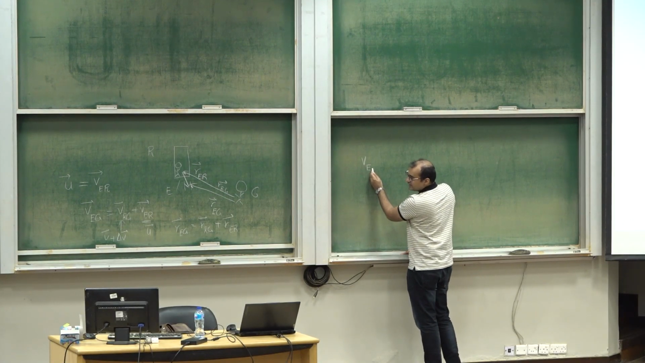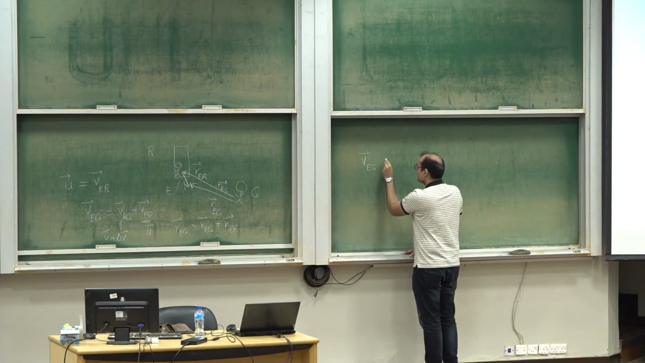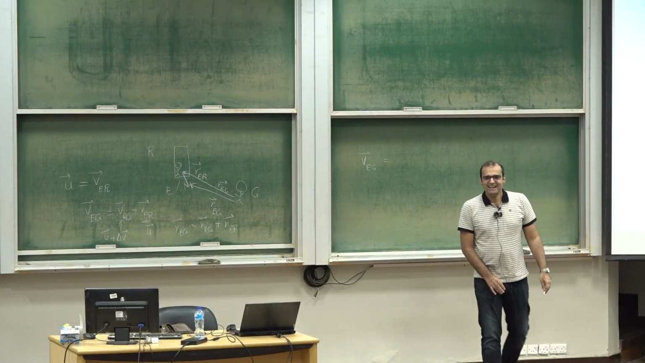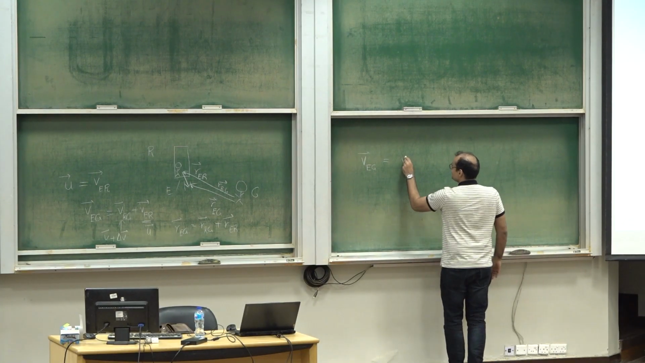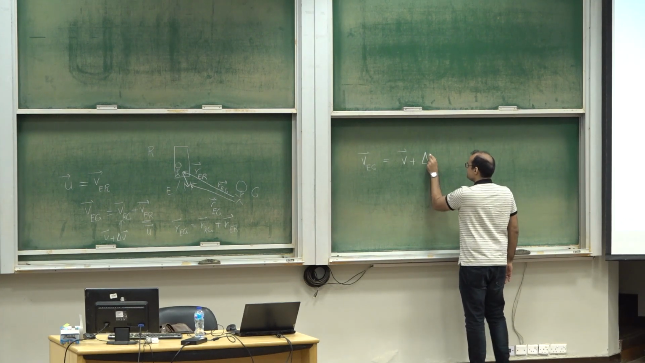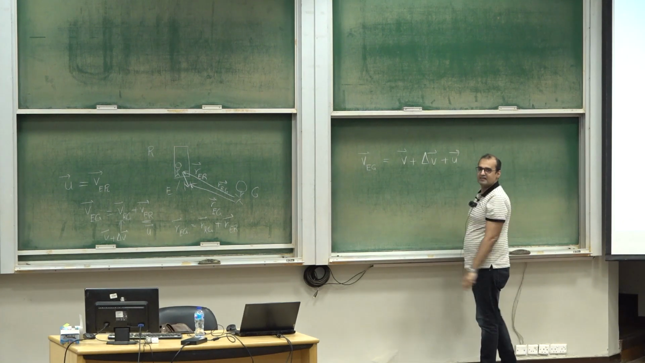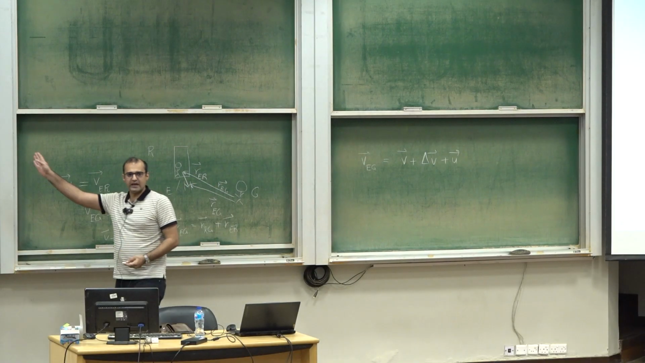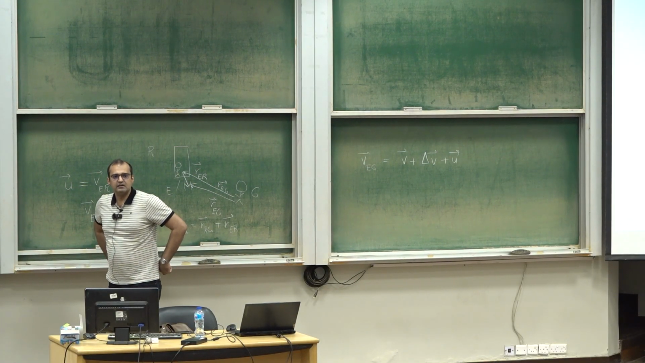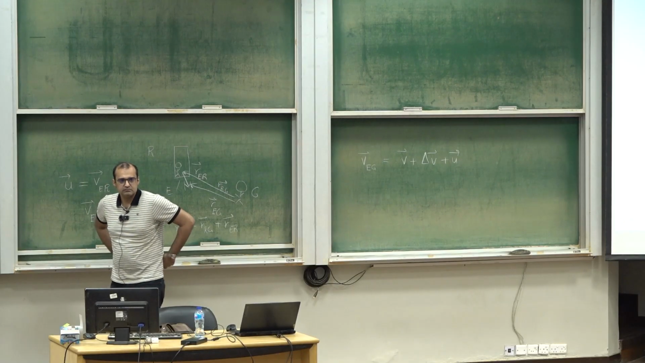Velocity of the exhaust gas with respect to the ground equals V plus delta V plus U. Delta V is the change in the velocity vector from time t to time t plus delta t, the change in the velocity vector of the rocket.